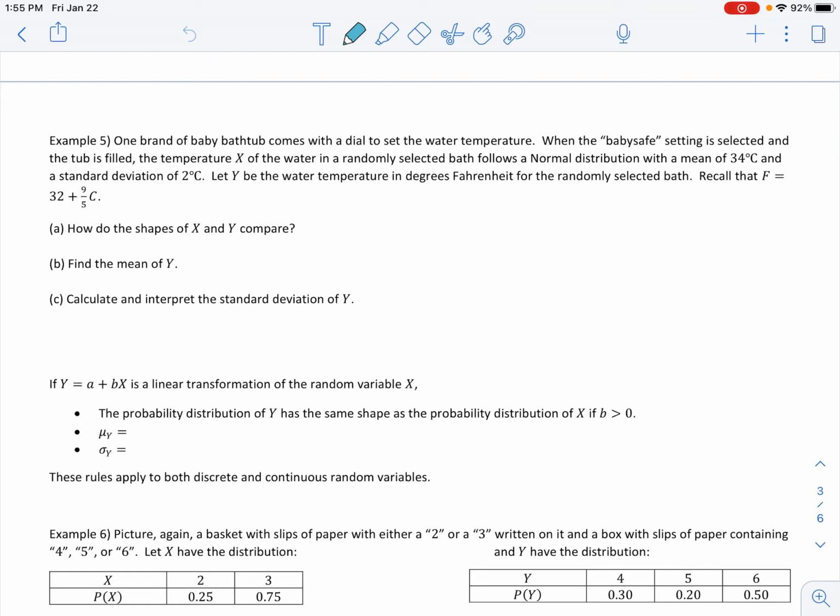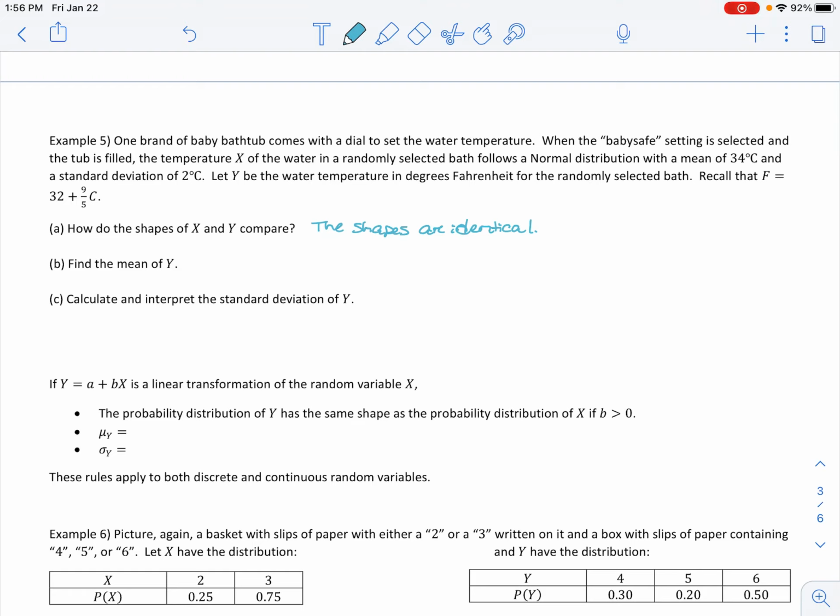First I just want to know these two random variables of X and Y, the distribution in Celsius and the distribution in Fahrenheit. I want to know how they compare. Now remember we said no matter what transformation you perform, as long as it's a linear transformation with just addition, subtraction, multiplication, and division, the shapes will not change. So for this first part, the shapes are identical. They are both normally distributed. If one's normally distributed, so will the other one.